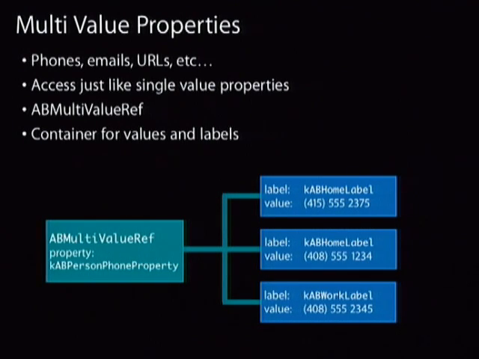The ABMultiValue is actually a container for values and labels. And it will look something like this beautiful diagram. In this case, we have the phone number property. And it has 3 phone numbers, a home phone number and actually 2 home phone numbers and a work. As you can see, each one of those has both a label and a value. The labels aren't keys in the sense that you can have as many home numbers as you want. Technically, values aren't keys either, so you can have 4 times the same one if you really want.